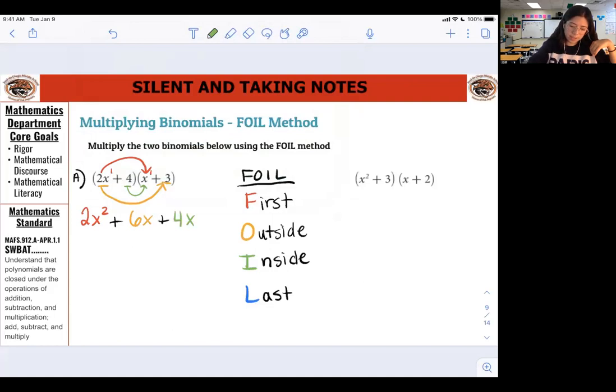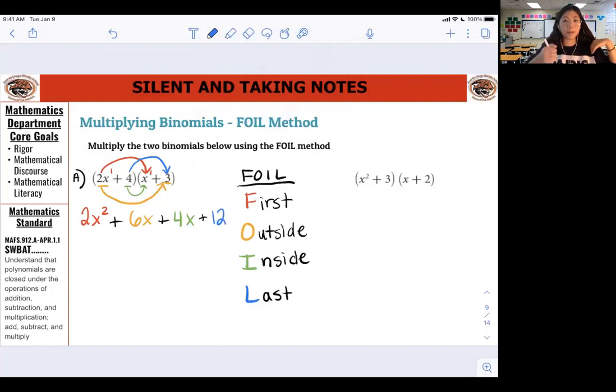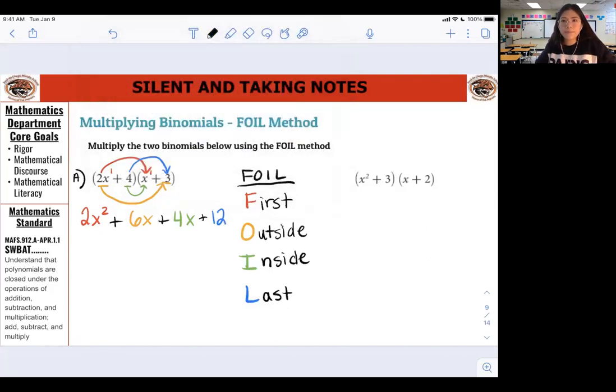And then last but not least, now we do the 4 and the 3. What's 4 times 3? 12. Don't forget, we're multiplying. That's a lot of people make that mistake. Don't forget, you're multiplying. Any like terms? 6x and 4x, we just combine them. So 2x squared plus 10x plus 12.